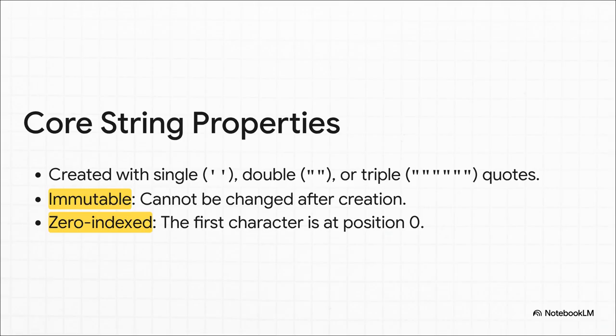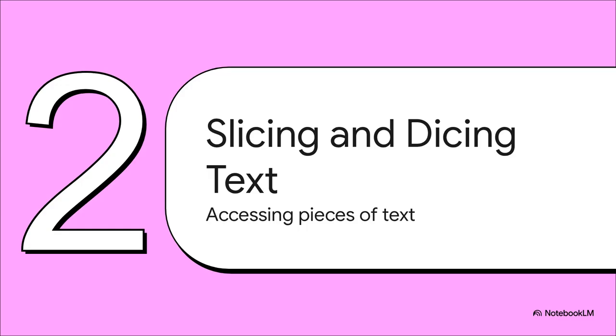And finally, remember this. In Python, we always start counting from 0. The first item is at position 0, not 1. All right, because strings are an ordered sequence, that means you can pull out any little piece of them we want with total precision. This is where the real fun begins. Let's talk about slicing and dicing our text.